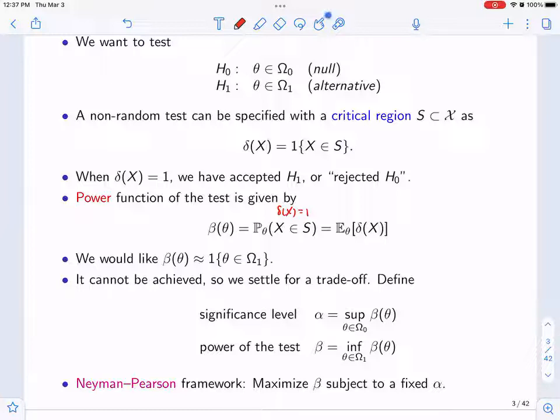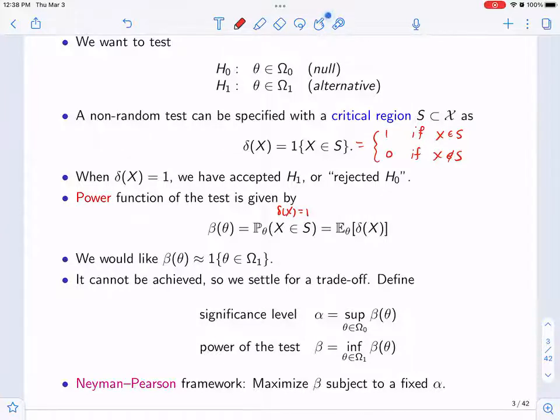And so if you think a little bit about this, it's equivalent to specifying a subset of the sample space S, which we refer to as the critical region of the test. And this critical region tells you when you want to declare the alternative, when you want to declare 1. So the test would be the indicator that x belongs to S. This is 1 if x belongs to S, 0 otherwise, when x does not belong to S. So the critical region is where you reject the null.